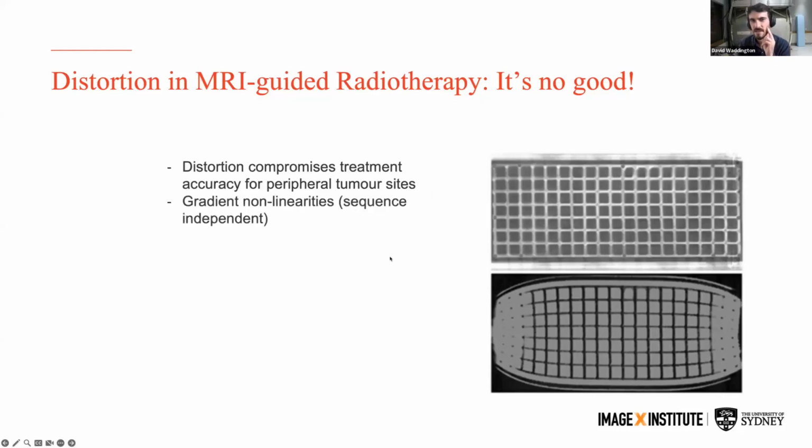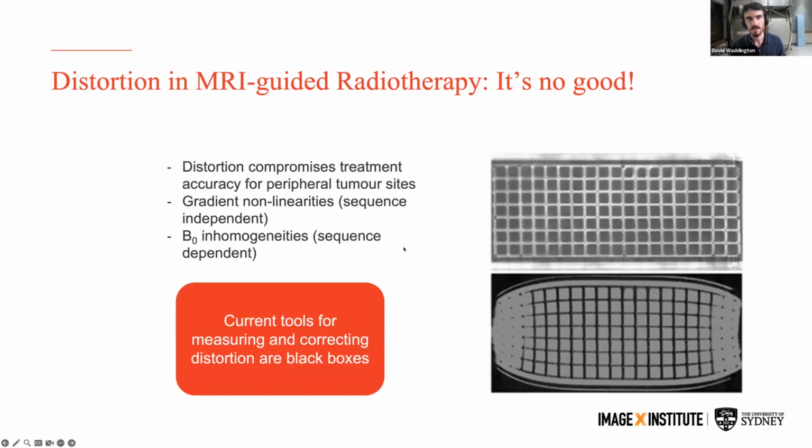And in particular, this is down to two real causes in this case. So gradient nonlinearities. These are typically sequence independent. So that's when your gradients are not perfectly linear. When you get towards the edges, the gradient field you think you're applying is different to what you're really applying. And then on top of that, there are standard B0 inhomogeneities that can change your encoding. And these can be sequence dependent, very much depending on echo times and things like that.